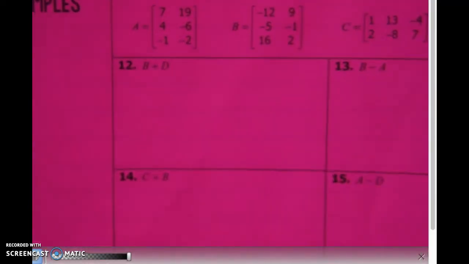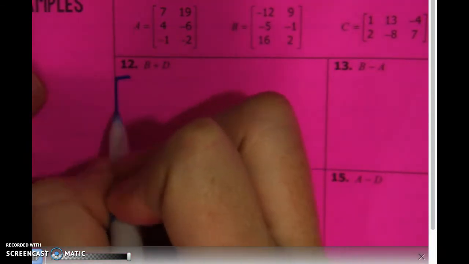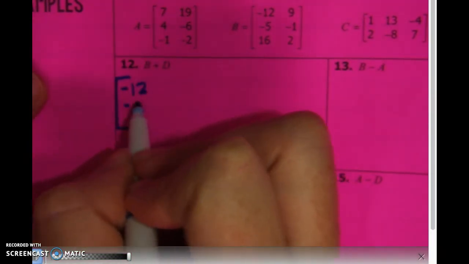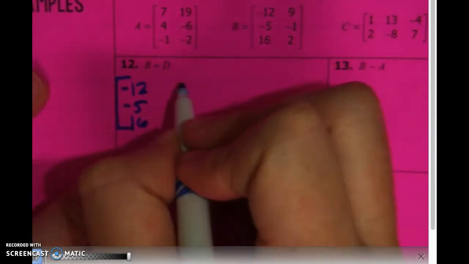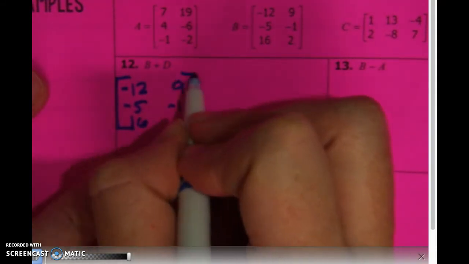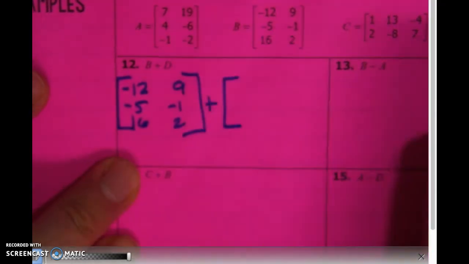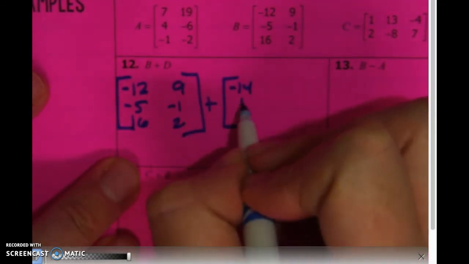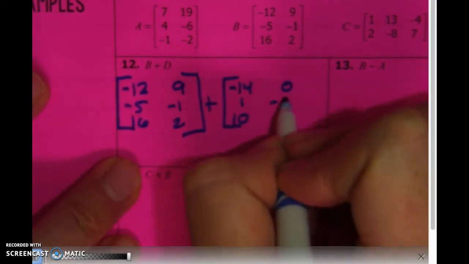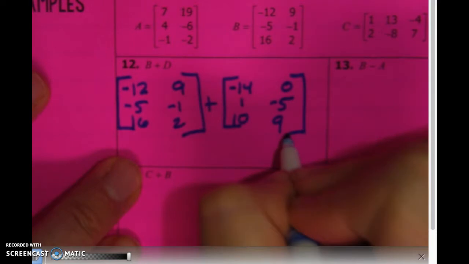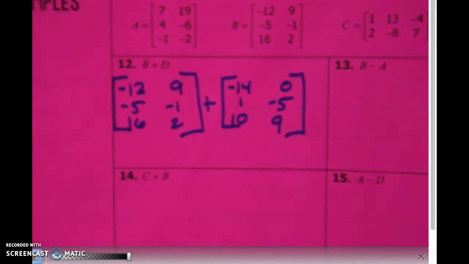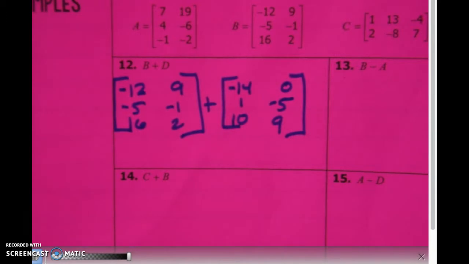So we're going to show our work. All right, so B, I'm going to rewrite it. It tells me you have negative 12, negative 5, 16, 9, negative 1, 2. Plus, and then I have D, so it's going to be negative 14. Do you guys see where I'm finding these numbers? They're up in the top, not just randomly making them up. So writing them out when it's like this kind of helps out a lot, especially when we do subtraction. Your homework, they're already written out, so you don't have to rewrite them.